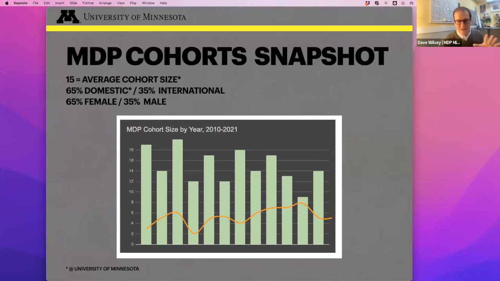A little bit about, last slide here, I promise, a little bit about the cohort. We're averaging over the life of the program about 15 students in the cohort. We tend to have about 65% domestic and 35% international. That 65% hides the fact that a lot of our domestic students are first generation students. And so it's probably more 35% US citizens, 35% first generation US citizens, and 35% international, something more like that. That doesn't quite add up, but 65% female and 35% male, which tracks with university and graduate school enrollment trends pretty broadly. And we hope to see you in the next version of this graph.